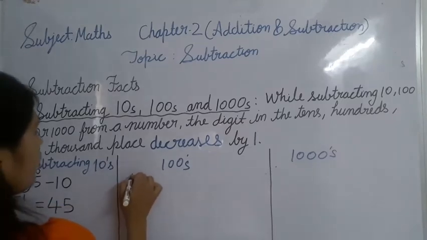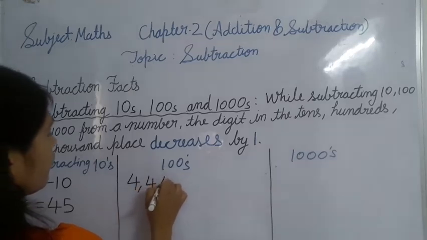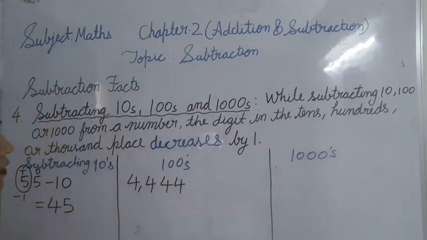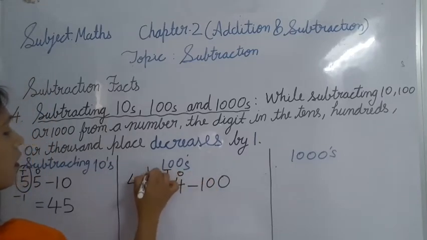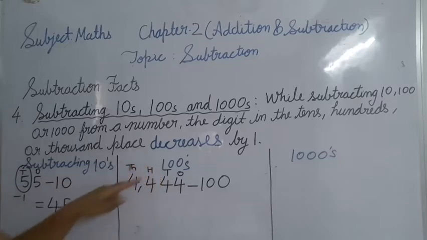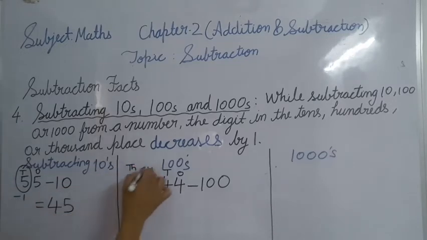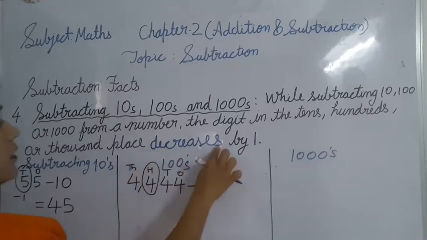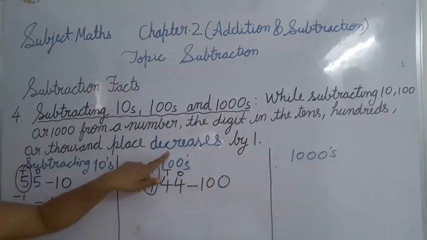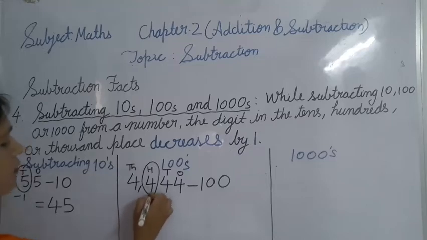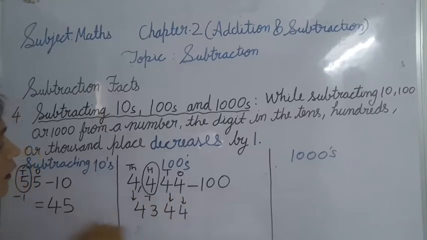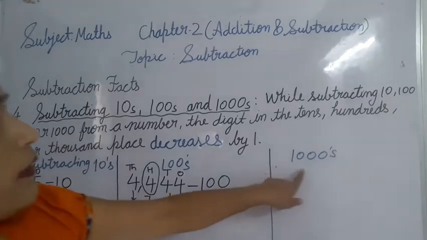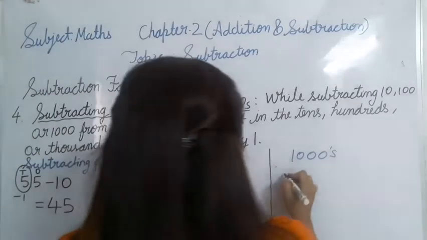Let's take an example. 4444. Yes, I am subtracting 100 now. Ones place, tens place, hundreds place, thousands place. So I am subtracting 100, so only on the hundreds place I have to decrease the number by 1. Decrease means minus 1. So here will come 3. The rest of the digits will come same as they are. Clear? If I am subtracting 1000 from any number, let's take the next example.